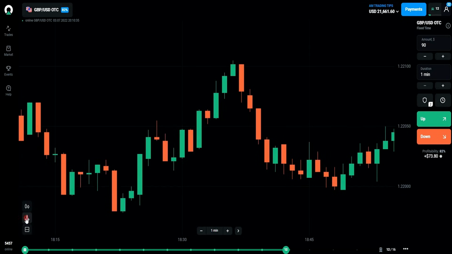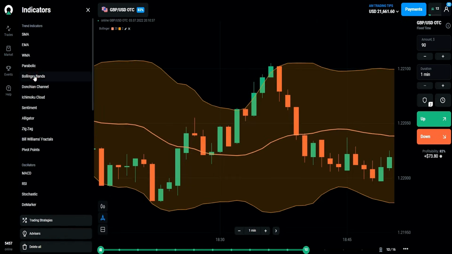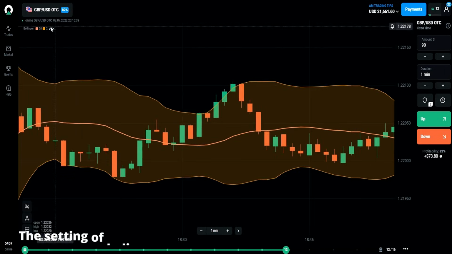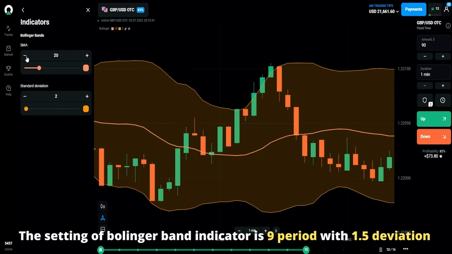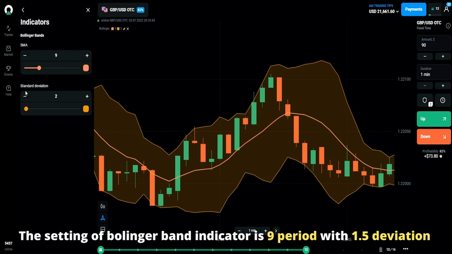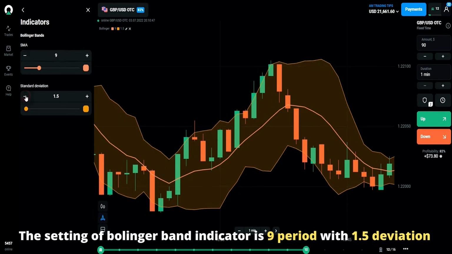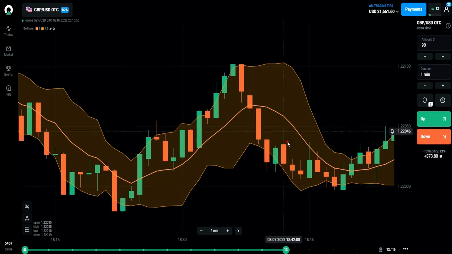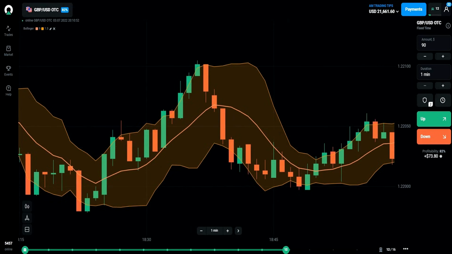Open your indicator list and select Bollinger Bands. By default, the settings might be different, so we need to tweak them for this specific strategy. Change the period to 9 and the deviation to 1.5. This is the secret sauce: a 1.5 deviation keeps the bands tighter, allowing us to catch the breakouts and reversals much faster than the standard settings. Your chart should look like this.